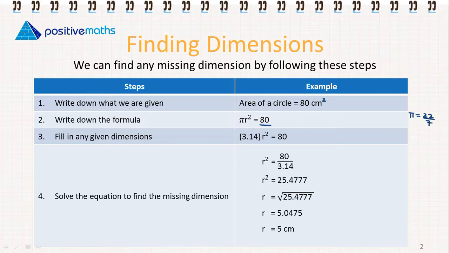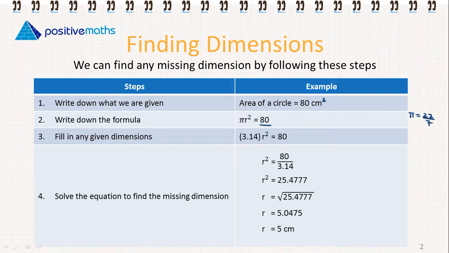So we have r squared is equal to 80 divided by 3.14. r squared is equal to 25.4777. Therefore, r is equal to the square root of this value. So we find that r is equal to 5.0475. So round to the nearest whole number, r is equal to 5 centimeters.